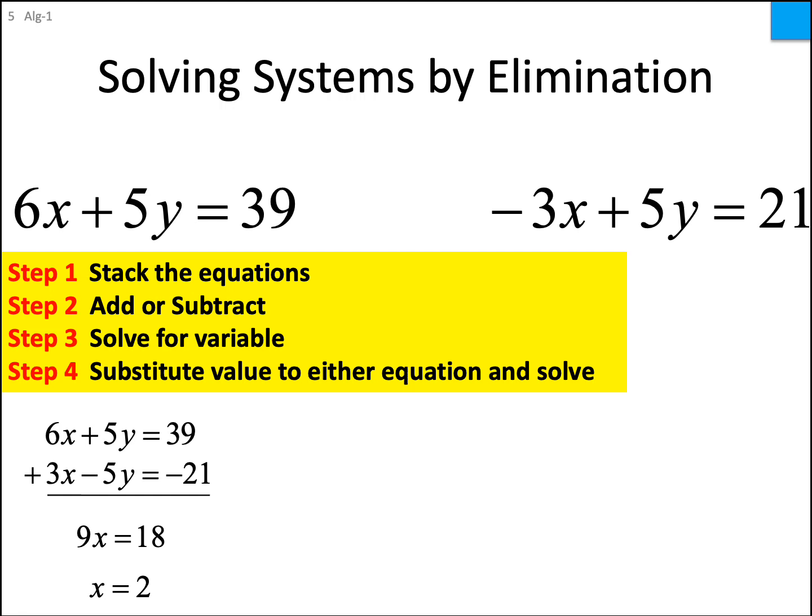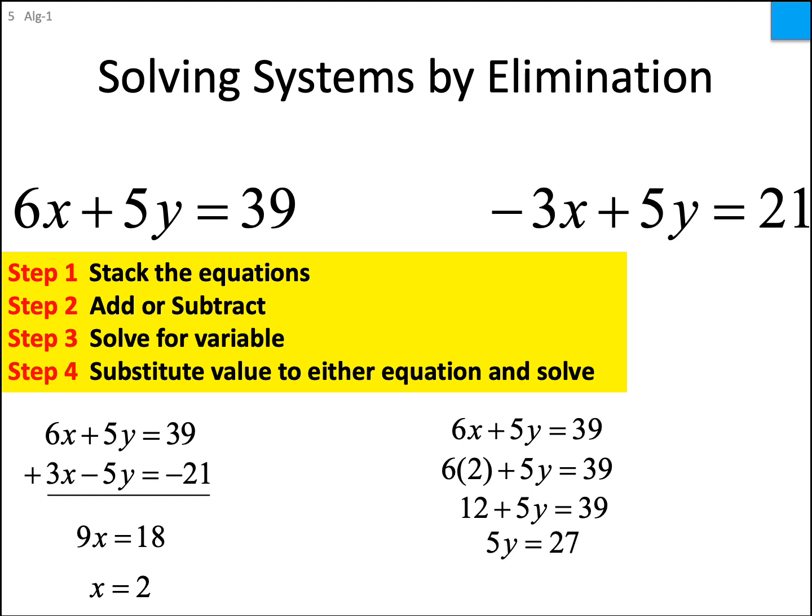Substitute it. Well, these are kind of big numbers here. It doesn't really matter which one you choose. Even though these numbers are really big, I'm going to choose that one because everything's positive. I'm going to let x be the value 2. 6 times 2 is 12. Subtract 12 from both sides. It gives me a 27.